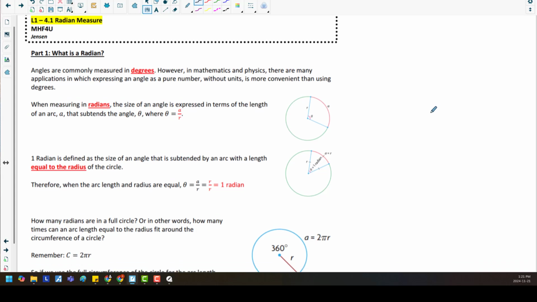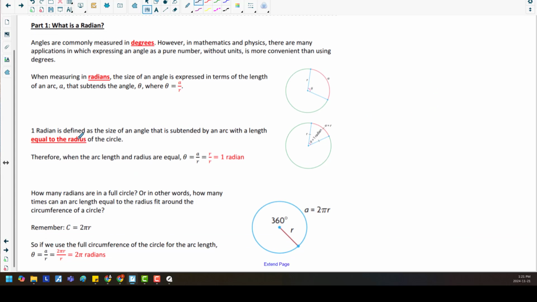What does that mean? Well, 1 radian is defined as the size of an angle that is subtended by an arc with a length equal to the radius of the circle. Therefore, when the arc length and radius are equal, theta is equal to A over R, which is the same thing as R over R, which is 1 radian.